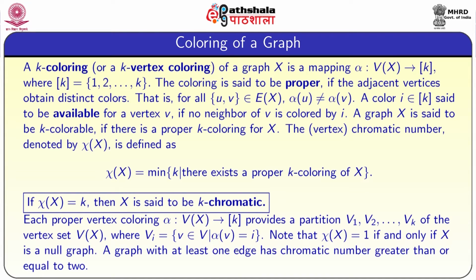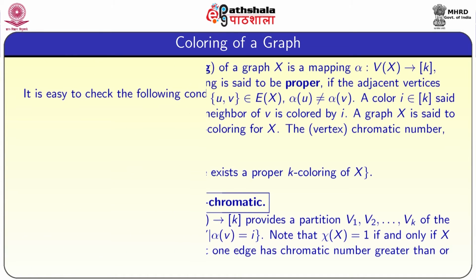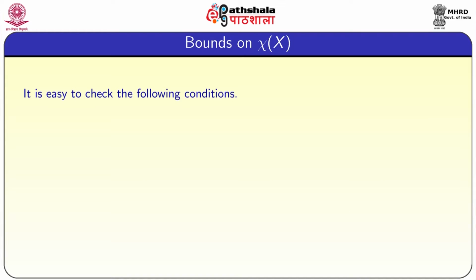Note that the chromatic number of X equals 1 if and only if X is a null graph. A graph with at least one edge has a chromatic number greater than or equal to 2. Bounds on chromatic number. It is easy to check the following conditions. The chromatic number of X is always less than or equal to the number of vertices. We do not require more than the number of vertices colors.